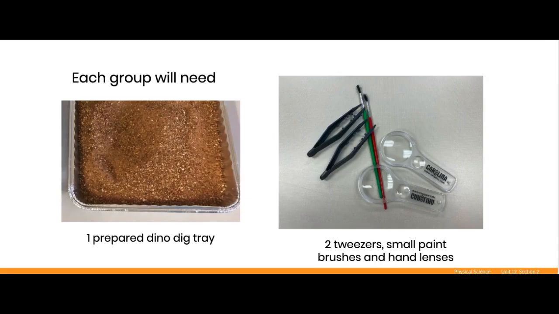Divide the students into 6 groups, giving each group a tray of sand with hidden bones, 2 tweezers, 2 paintbrushes, and hand lenses. Students should take turns uncovering and removing bones. As they uncover the bones, they should write down their observations on Student Journal page 10.